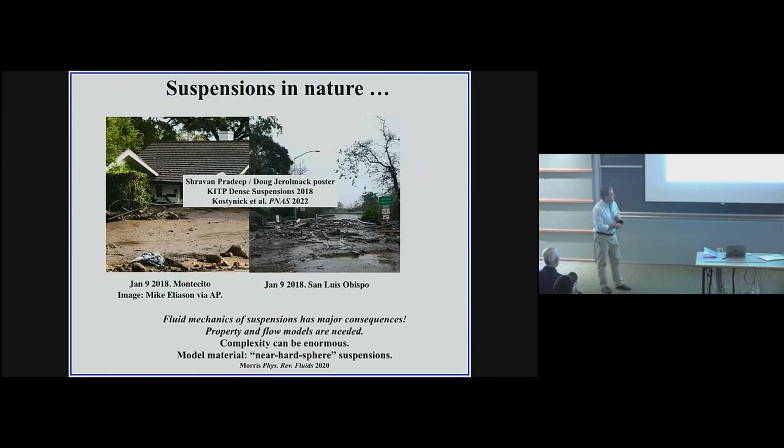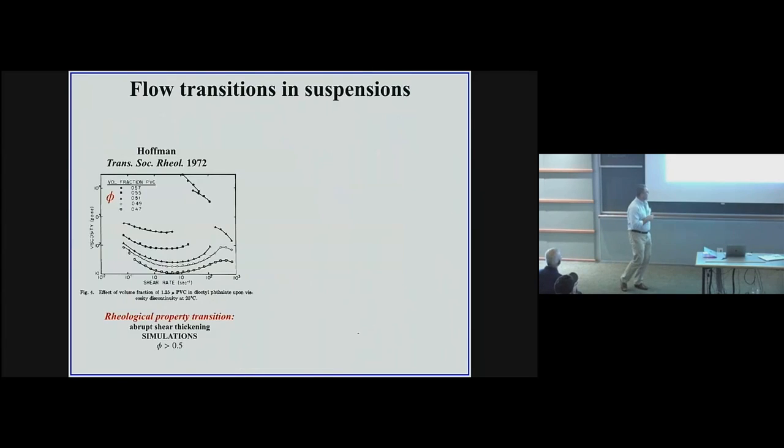And my perspective is that property and flow models are clearly needed to be able to make progress toward prediction of phenomena and rational understanding. The complexity of these can be enormous, the different forces, the size scales, and so forth. So I'm going to be talking about a model material, which I'll call the near hard sphere suspension. And the relevance of using this suspension for developing fluid mechanical understanding is something I made a little perspective paper on a couple of years ago.